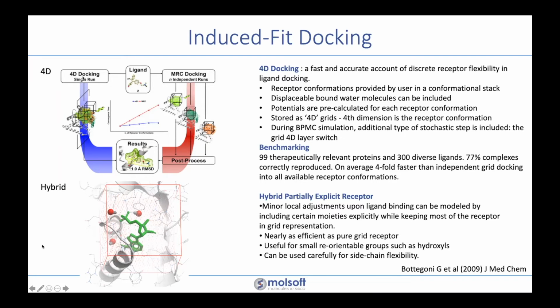Before we developed this method, the way to do this originally would be to dock individually to each single receptor, then process the data, and then combine it, and then compare. But in ICM, we have this 4D method, which will dock to an ensemble of structures in one docking run. And so these ensembles are stored as what we call 4D grids. So the fourth dimension is the receptor conformation. You can read about the method in this paper by Giovanni Bottegani and Ruben and Max. And there's some benchmarking as well in that paper for this.